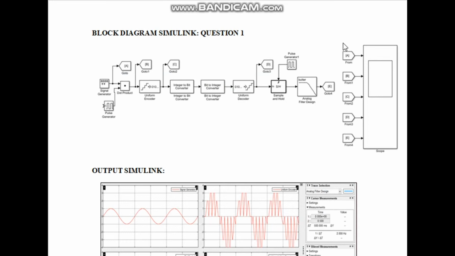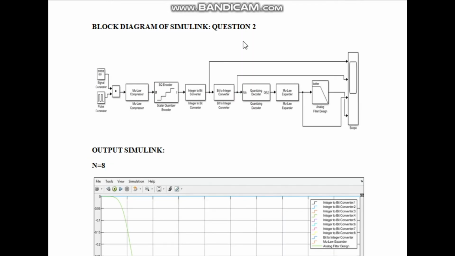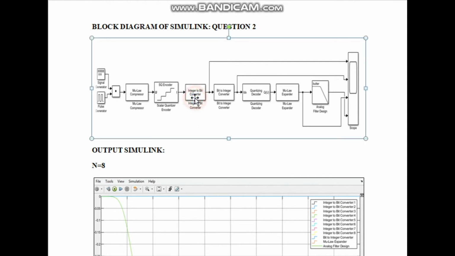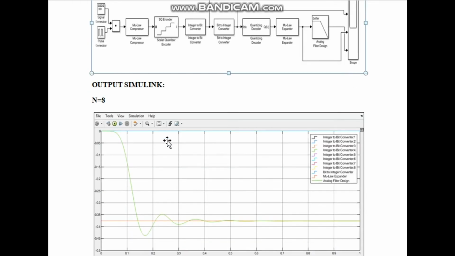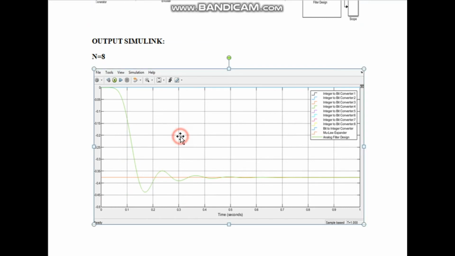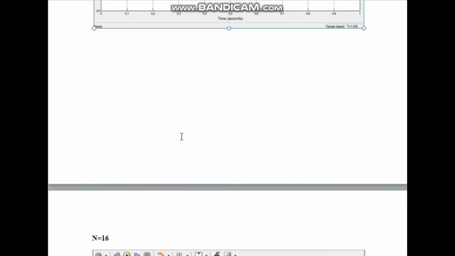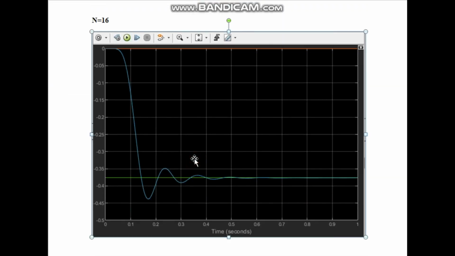For the last question, we use MATLAB Simulink for question 1 and question 2. This is the Simulink block diagram for question 2. From this block diagram we get the Simulink output for n equals 8, and after we convert to n equal to 16, we get this Simulink graph.